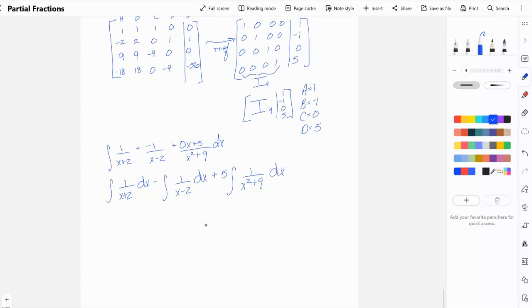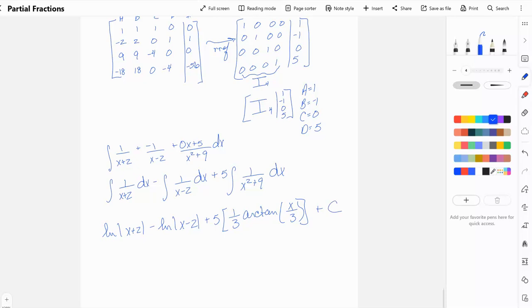So these two will be ln's. This is going to be an arctan. So we're going to get the ln of the absolute value of x plus 2 minus the ln of the absolute value of x minus 2, plus 5 times arctan, and arctan is 1 over a arctan of u over a. And then we're going to have a plus c.